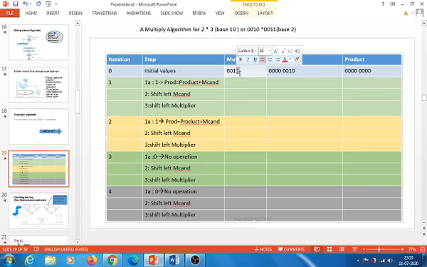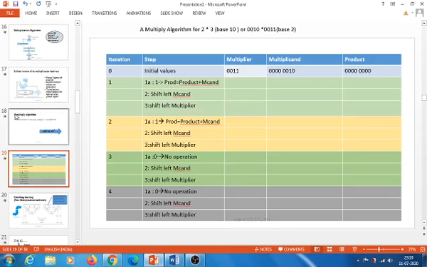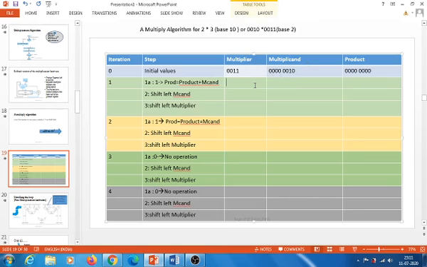The multiplier here is 1, so we must perform step 1A. So what is 1A in the algorithm? This is our algorithm. What is 1A? Add multiplicand to product and place the result in product register. So we are going to add the product with the multiplicand and place this in the product register. Now the multiplier will be as it is.